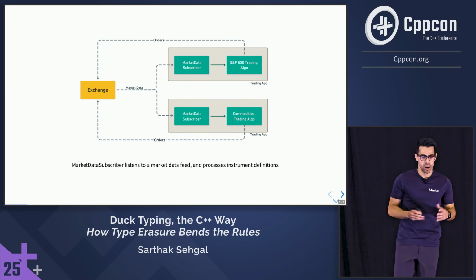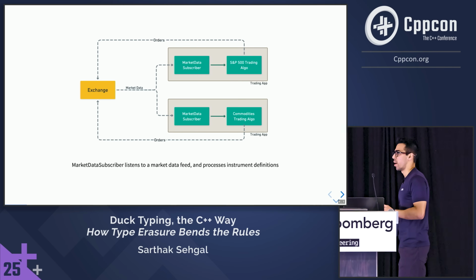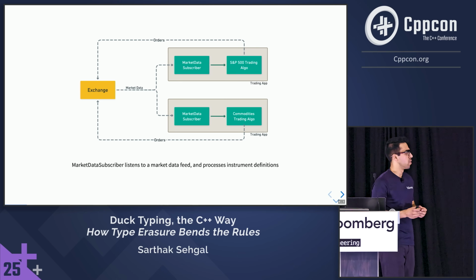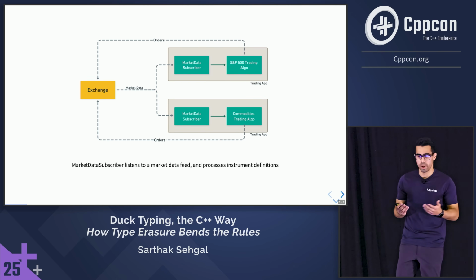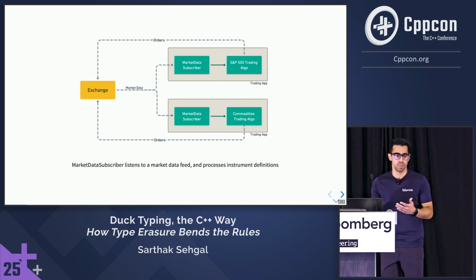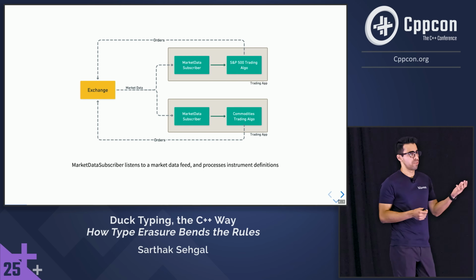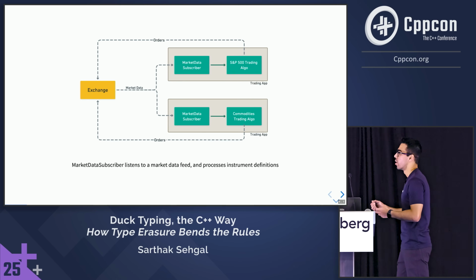Consider this extremely high-level overview of a trading system. We have an exchange on the left side. The exchange provides market data. And then we have two different trading applications. These are the same binary, but two different instances of the same trading application. One of them, say, is trading S&P 500, while the other one is trading commodities, so a different set of instruments.